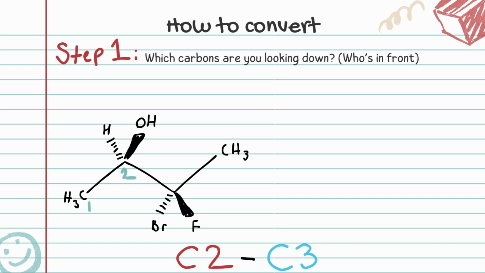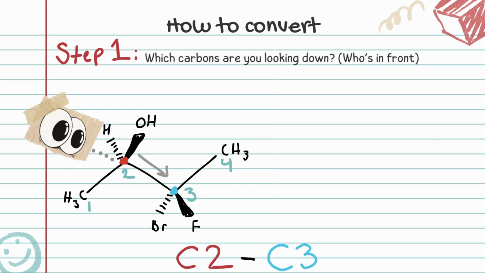The carbon numbers given correspond to the properly numbered parent chain using the IUPAC system. So here, highlighted in red is carbon 2, which will be the carbon in front, and highlighted in blue is carbon 3, which will be the carbon in back. That means we are looking down the barrel of the carbon 2 to carbon 3 bond, so to speak. Here's an idea, as if you were looking right at that and behind it is the blue carbon. All right, so that's step 1 done.